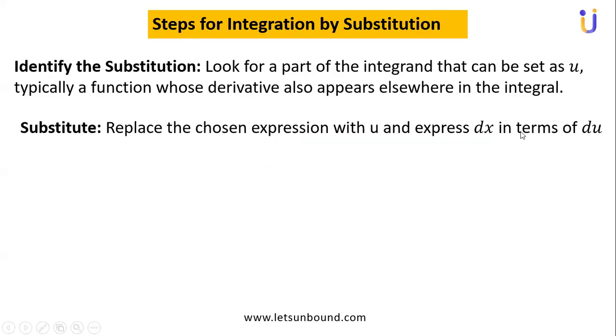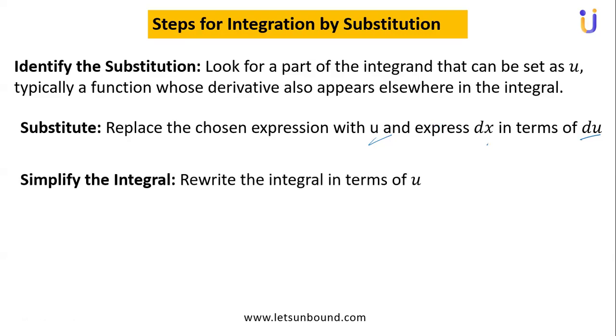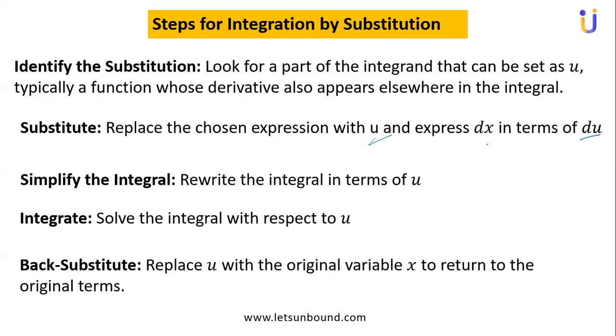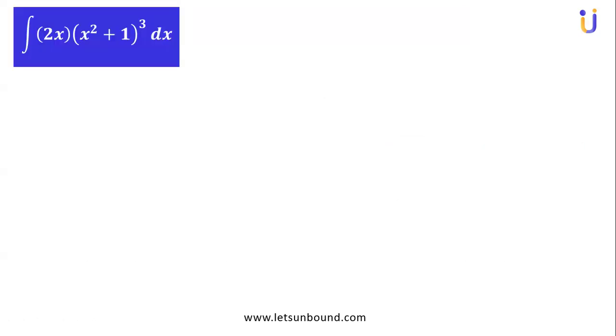And substitute. Okay. So after finding U, find du in terms of dx. Right? So now you will change everything into U form. No dx, no x here. So simplify the integral and write it in terms of U, and then integrate with respect to U. Once it's solved, replace the U with whatever the function of x was. That's it.